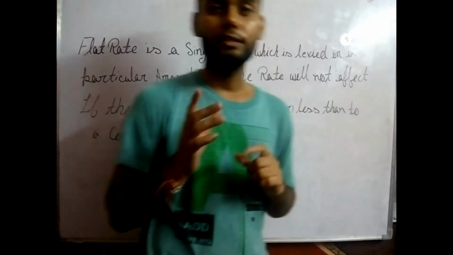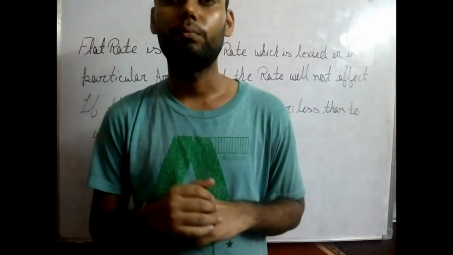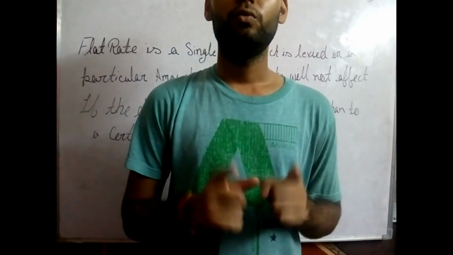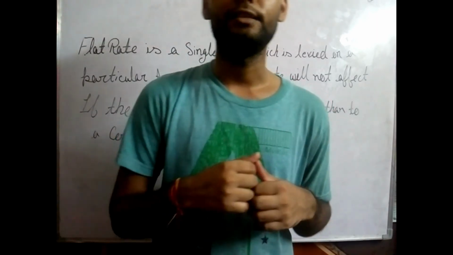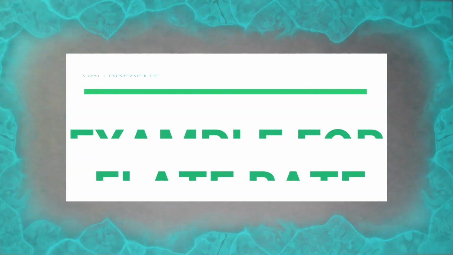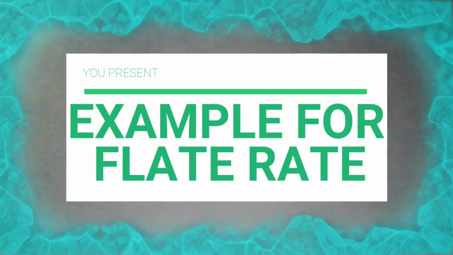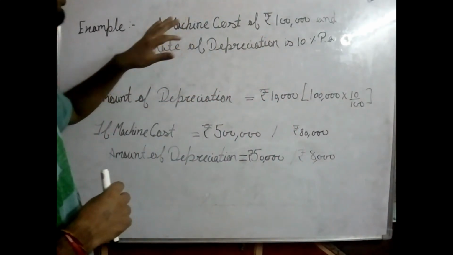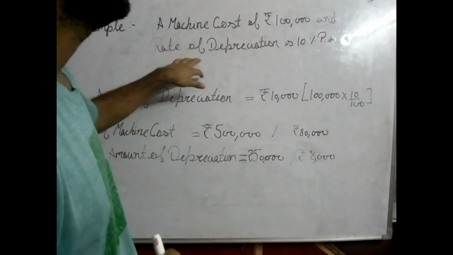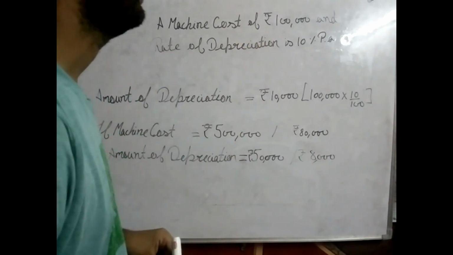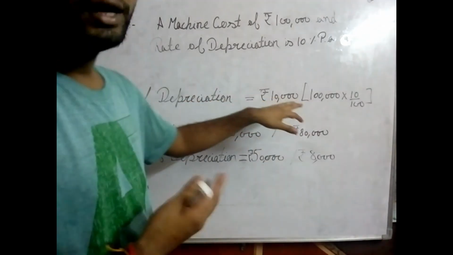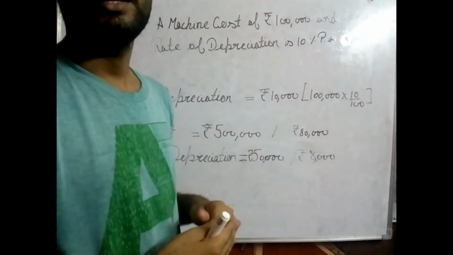One of the most commonly seen examples of a flat rate is the depreciation rate. Now we learn with the help of an example. A machine costs rupees 1 lakh and the depreciation on it is 10% per annum. Then the amount of depreciation is equal to 10,000, and we calculate it as 1 lakh into 10 by 100.